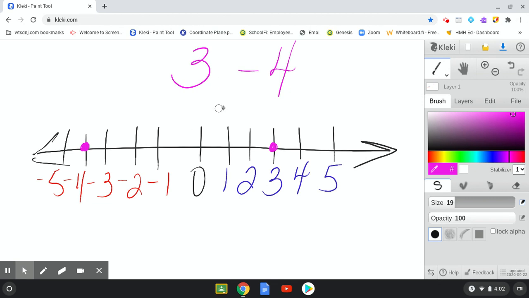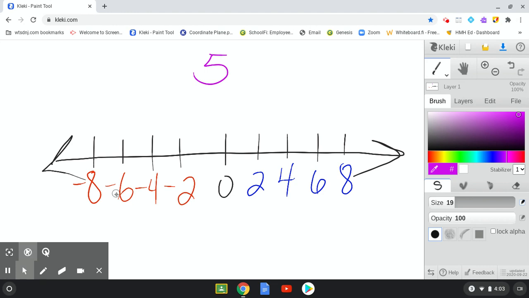Now these were easy because they were whole numbers, and it just so happens my number line went by ones. Remember I explained that your number line may not go by ones. Sometimes it goes by 2s or 5s or 10s. All right, so let's practice if my number line was not going by ones. Okay, so if you notice here my number line, it's not going by ones, it's actually going by 2s.